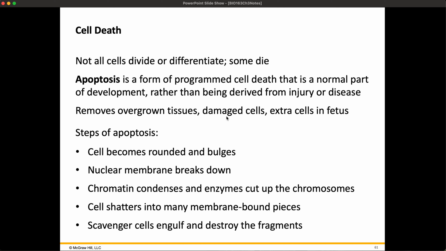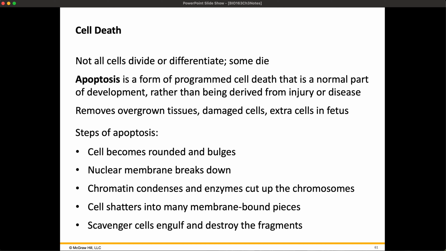This removes overgrown tissues, damaged cells, and extra cells in the fetus, because that absolutely happens, especially in the initial stages of development. Our body might produce a little bit too much of a certain type of cell, an epithelial cell or skin cells, and it will actually start to take those back and scale that back. So some steps of apoptosis: the cell becomes rounded and bulges, the nuclear membrane breaks down, the chromatin condenses, and enzymes cut up the chromosome. The cell shatters into many membrane-bound pieces, and then scavenger cells engulf and destroy the fragments.